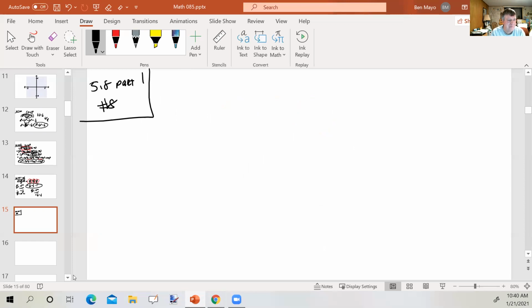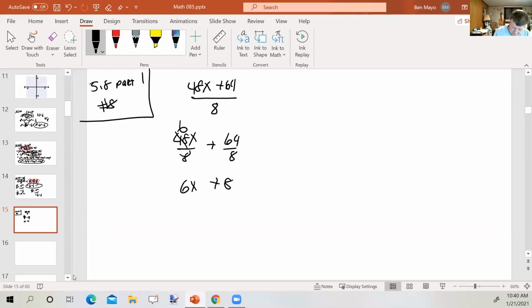Oh, you know what? I'm looking at the answer. Well, we'll talk about it. We'll do the problem and then talk about the answer and why WebAssign marked it wrong. Okay, so we've got 48x plus 64 all over 8, which becomes 48x over 8 plus 64 over 8. This reduces down to 6x plus 8, which is the answer that WebAssign was looking for.